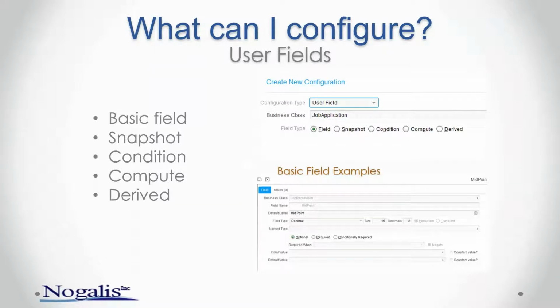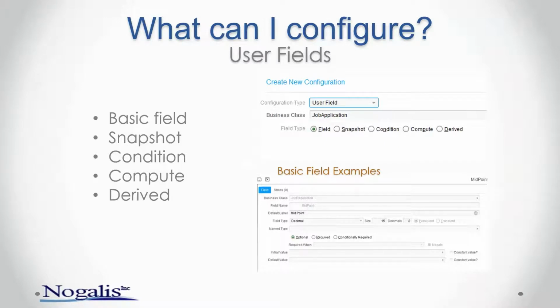So one of my favorites is user fields. And what I have found personally is that the basic user field and the derived user field are probably my two biggest go-tos, because either you need a very basic field, a very common field, or you need something more complex, which is where the derived comes in.